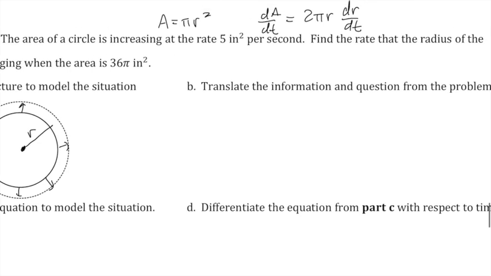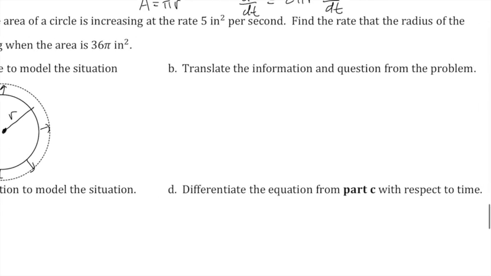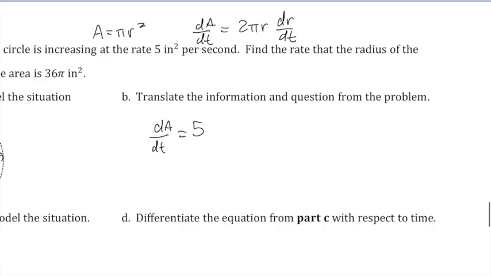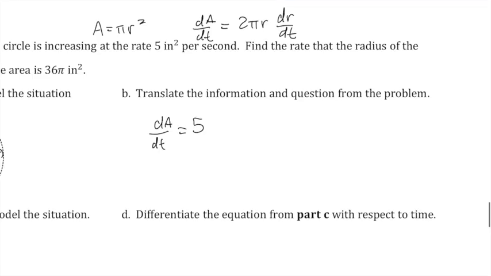Not too helpful in this case, but it's always a good idea to translate the information that we have. So we have that the area of the circle is increasing at a rate, so dA/dt is going to be 5. What are we looking for? Find the rate of the radius. So the rate of the radius is going to be dr/dt. That's what we're looking for.